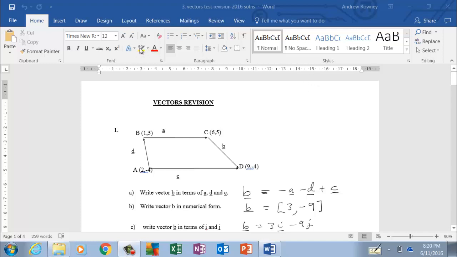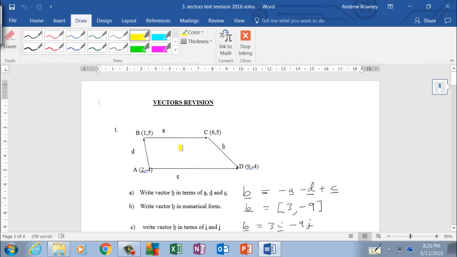Okay, now to do the vector revision test. First question is this one here, and we need to write vector B in terms of ADC.